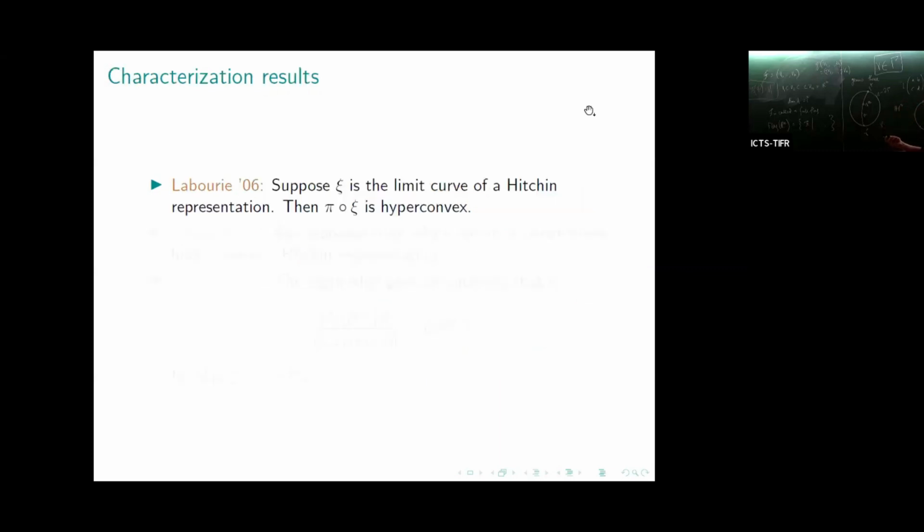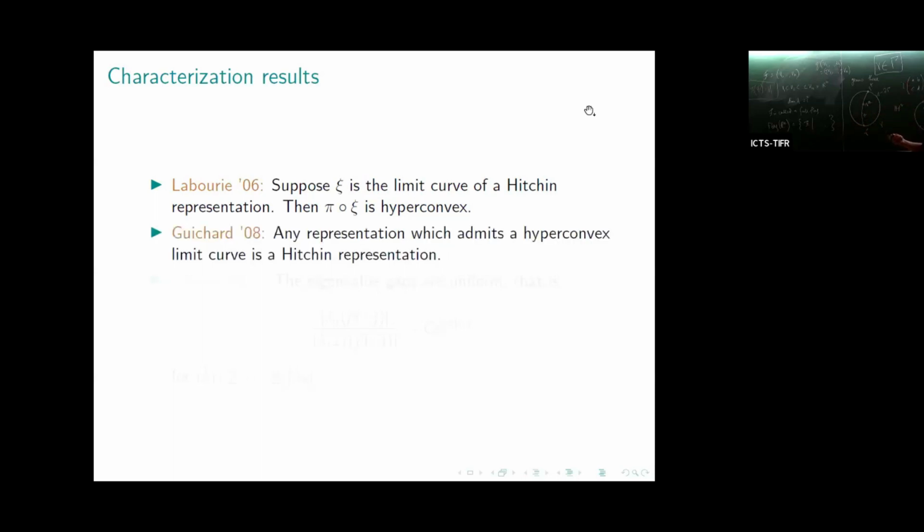And so the characterization was: Labourie showed in 2006 that if xi is a limit curve of a Hitchin representation, then pi compose xi, the first coordinate projection of the flag, is hyperconvex. And it was also shown by Guichard in 2008 that the other side is also true. If a representation admits a hyperconvex curve, then it has to come from the limit curve of a Hitchin representation.